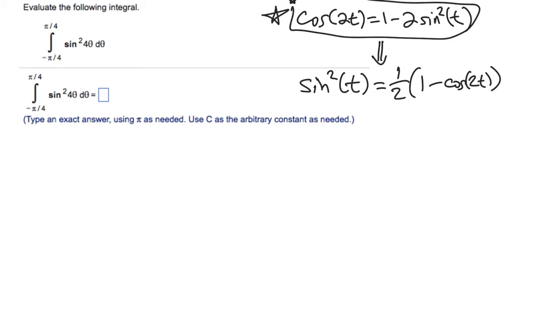Anyway, then to make the problem as easy as possible, it makes sense that we would use a version of this that matches our problem as much as possible. And we have a 4 theta inside the sine squared here. And since it doesn't matter what this is, let's just write down a version of this that says sine squared 4 theta. In other words, let's just plug 4 theta in for t here. And in this bit, if the t is equal to 4 theta, then 2t will be 8 theta.